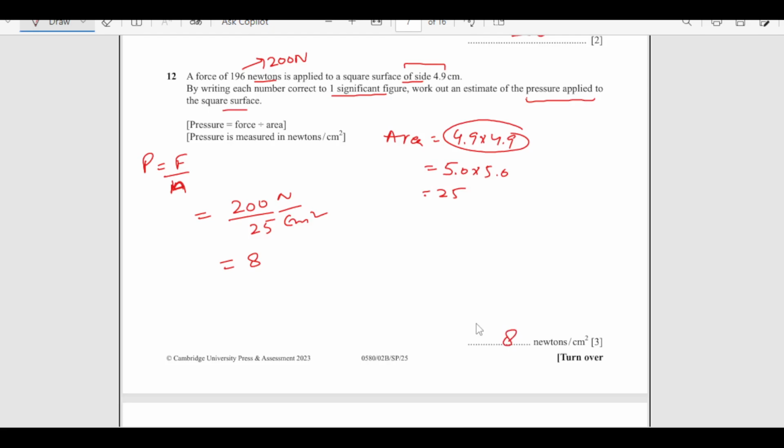So don't worry about these kinds of questions when you read them the first time. Sometimes it takes time to understand, so you can reread and underline the keywords, then you can start working it out.